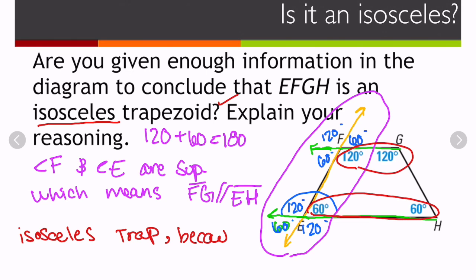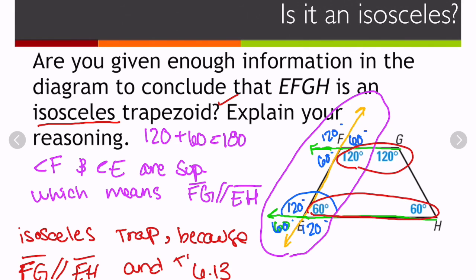Because FG is parallel to EH, and by theorem 6.13, their base angles are congruent, so that trapezoid is in fact an isosceles trapezoid.